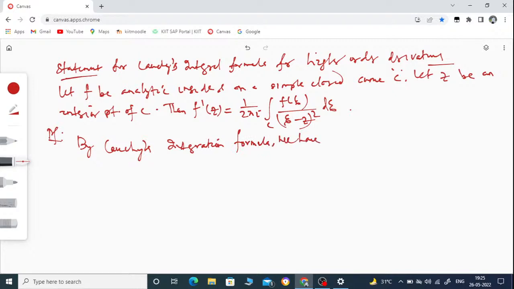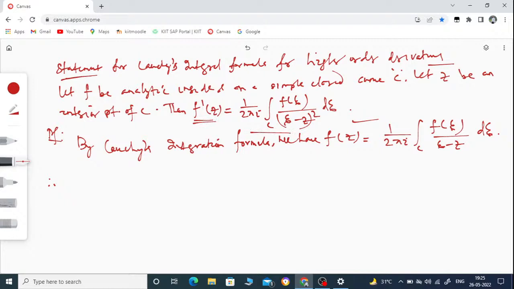So what can we get from Cauchy's integral formula? That is, f of z is equal to 1 by 2 pi i times the integral over C of f of ζ divided by ζ minus z, dζ. This thing we know from Cauchy's integral formula. Now I will consider the case where we have to show what f dash z is.